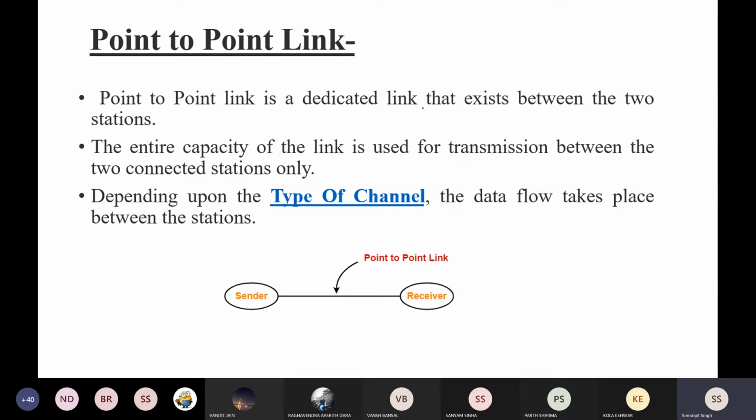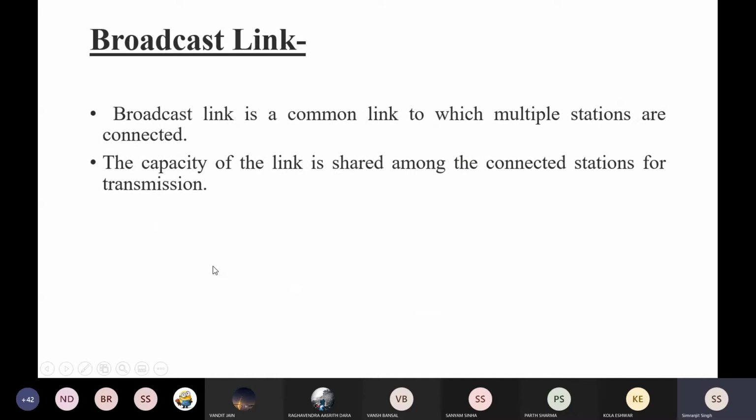A point to point link is a dedicated link that exists between the stations. The entire capacity of the link is used for transmission between the two connected stations. In a point to point link only two stations are connected, so there is no such problem. But if there are more stations in a particular link, then your problem may arise.